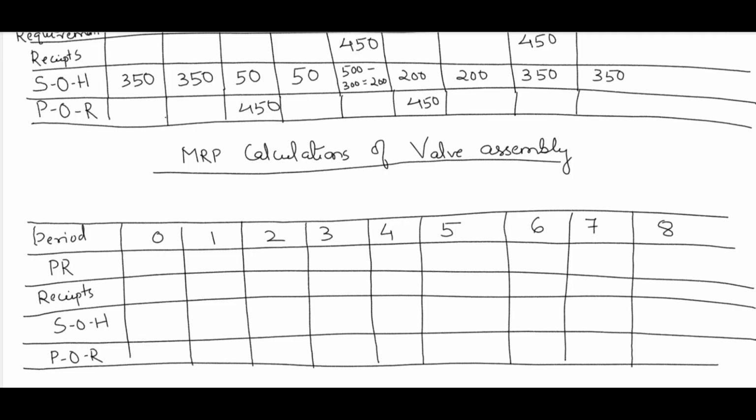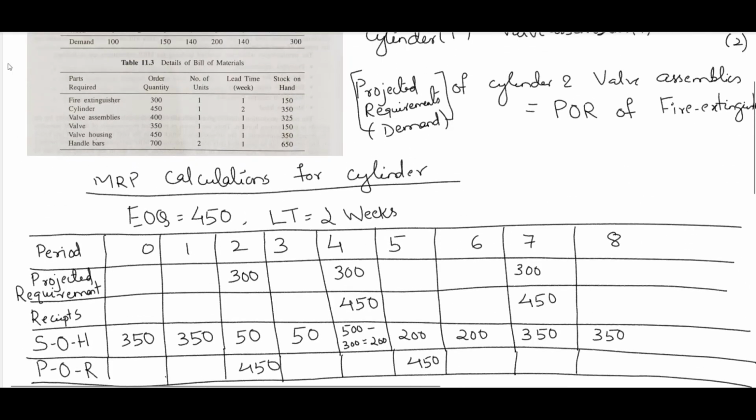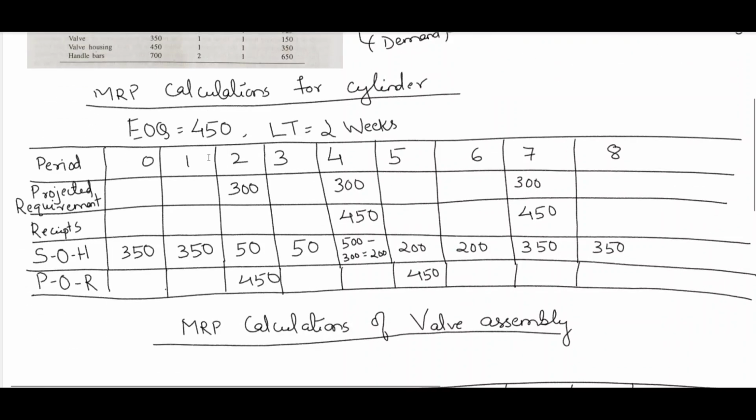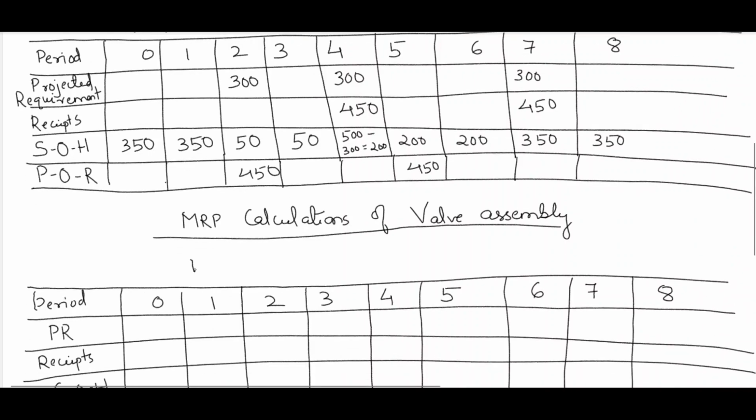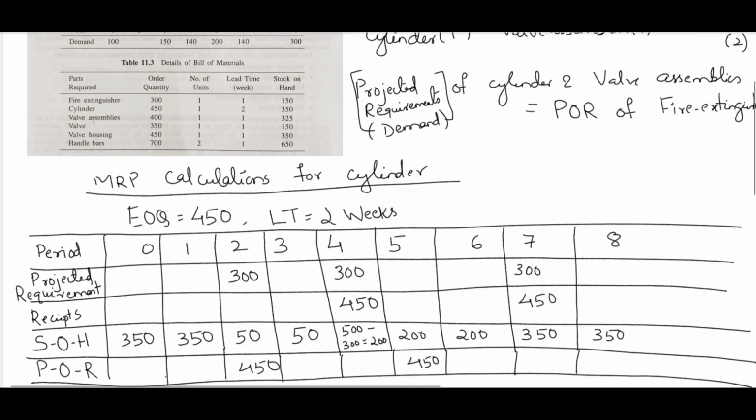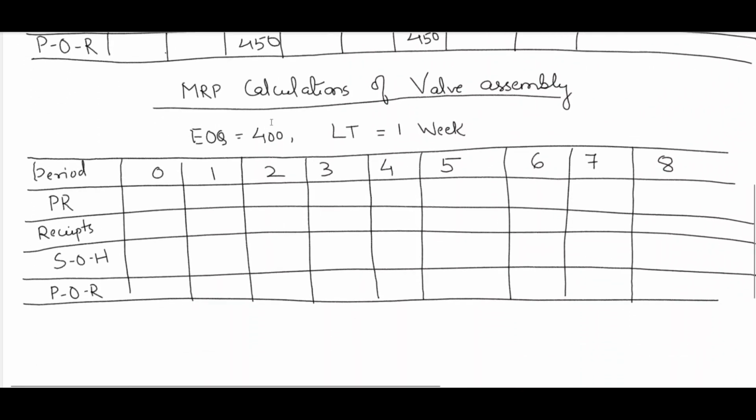So now we can go to the question. For valve assembly, economic order quantity is 400 and lead time is 1 week. Okay, so EOQ for valve assembly is 400 and lead time 1 week. Okay, now what is the stock on hand? Stock on hand for valve assembly is 325. So stock on hand is 325.